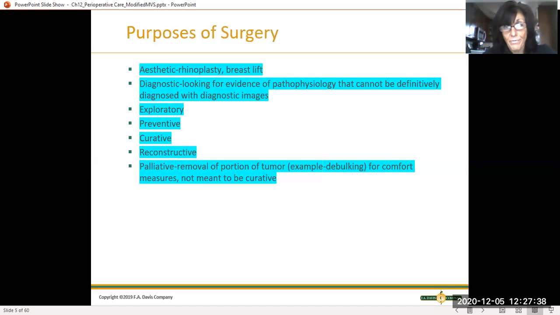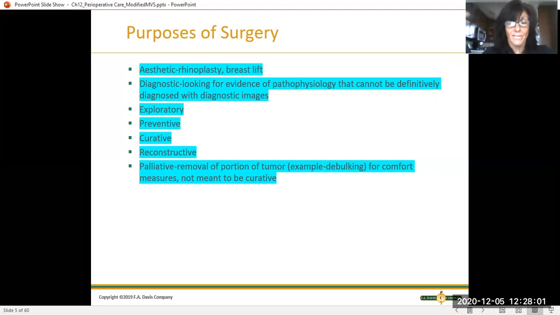Then we have curative. Curative is, we found a tumor in the right middle lobe of your lung, and we know that it's cancer. However, we can go in and we can excise, remove that tumor and cure you. And then you won't have cancer, hopefully, anymore. That's curative.